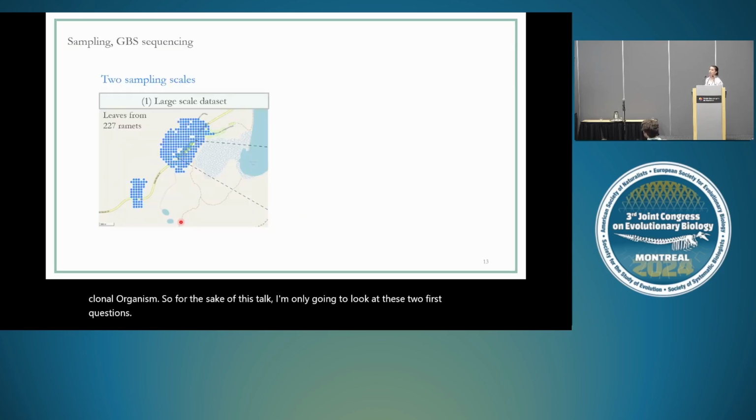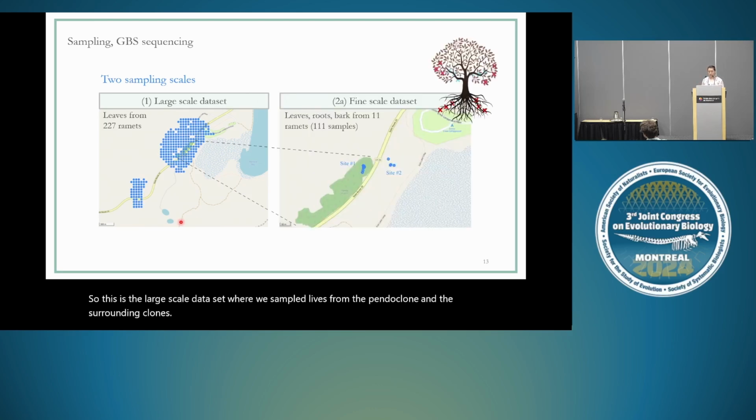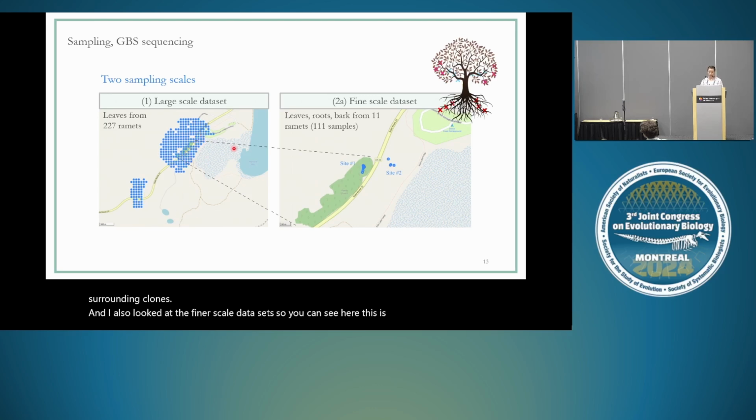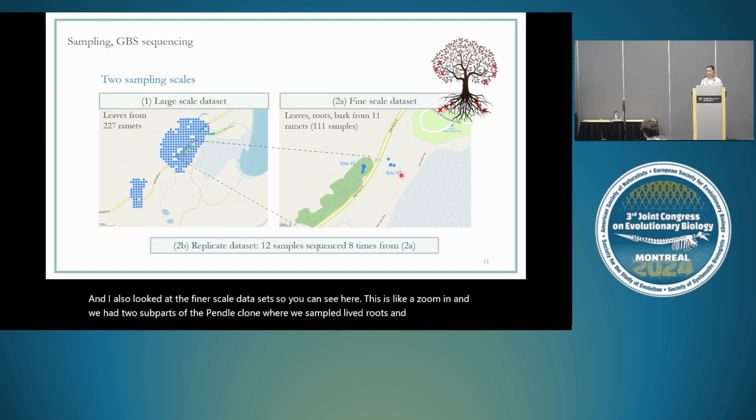So to look at these questions, I went in the field and I sampled at two different scales. So this is the large-scale data set where we sampled leaves from the Pando clone and the surrounding clones. And I also looked at finer-scale data sets. You can see here, this is a zoom in, and we had two subparts of the Pando clone where we sampled leaves, roots, and bark. And we also have a third data set that is 12 samples that we sequenced 8 times. So the same DNA extraction that we just technically sequenced again.